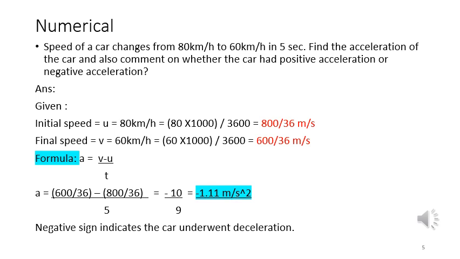So acceleration a is equal to, plugging in those values, (600 upon 36 minus 800 upon 36), the whole divided by 5. Now in the numerator I have 36 as a common denominator, and if I calculate further, I get the answer as minus 10 upon 9, which is nothing but minus 1.1 meter per second square. This negative sign indicates that the car underwent deceleration.